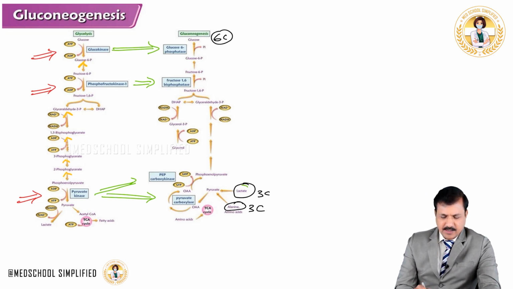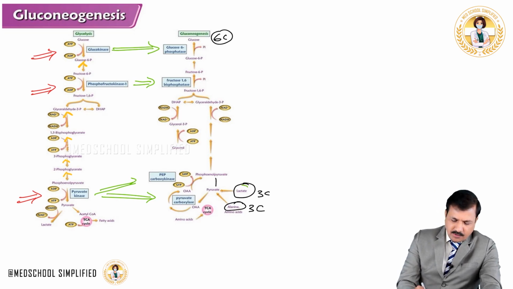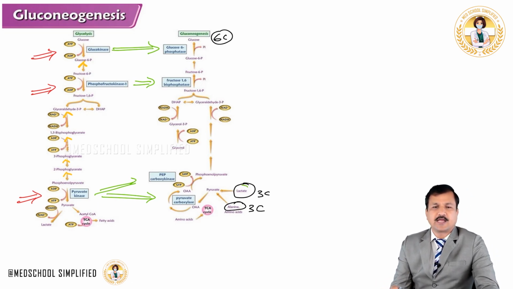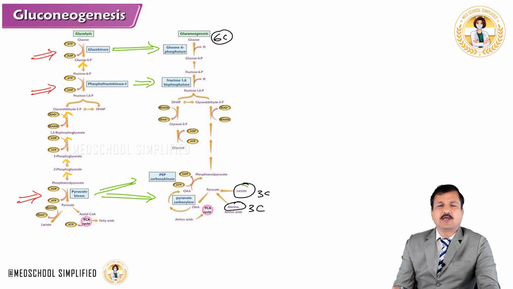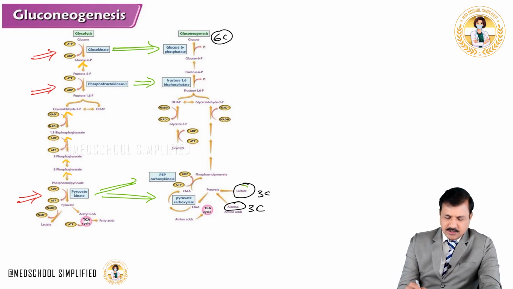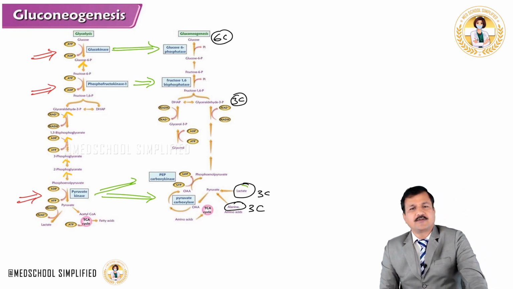Once you get pyruvate, pyruvate has to be converted into oxaloacetate, because pyruvate cannot go back into phosphoenolpyruvate as we don't have any enzyme which can revert that reaction. So pyruvate will be converted into oxaloacetate by the pyruvate carboxylase reaction, and oxaloacetate is converted to phosphoenolpyruvate by the phosphoenolpyruvate carboxykinase reaction, and the phosphoenolpyruvate goes all the way to glyceraldehyde 3-phosphate. So that means we have got 3 carbons, a glycolytic intermediate, glyceraldehyde 3-phosphate.